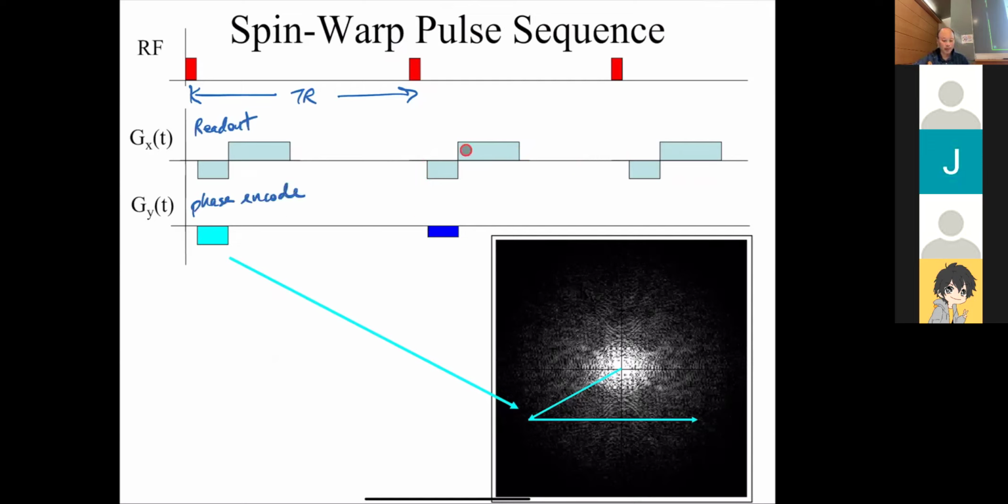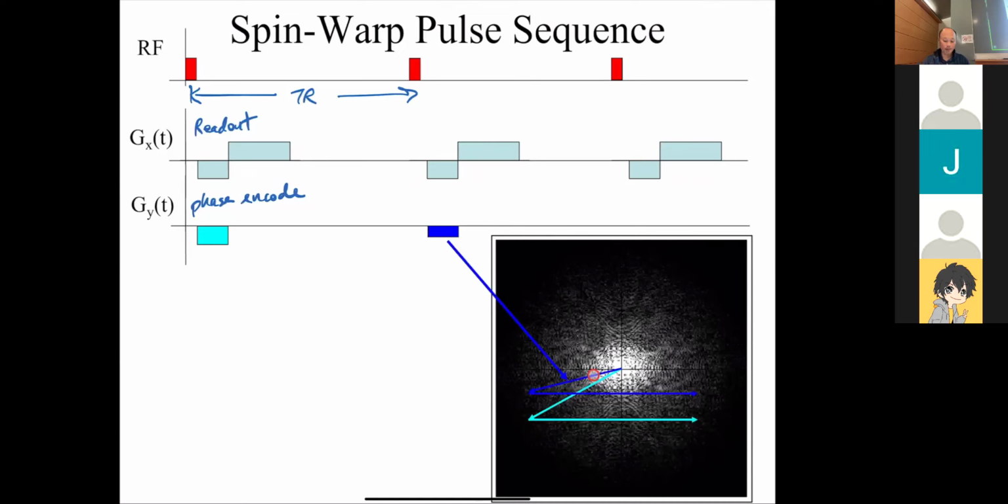And now you can see the readout gradient is the same across repetitions, but this gradient here has half the area, right? So I'm not going to go out as far in the KY direction. So now my starting point is different. Okay, so now when I zoom across KY, I'm collecting a different line in K space.